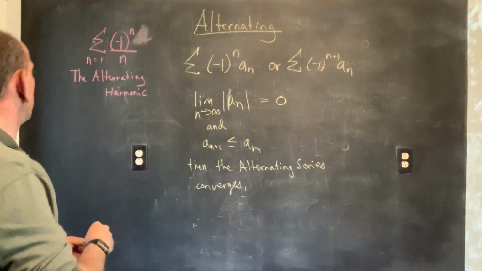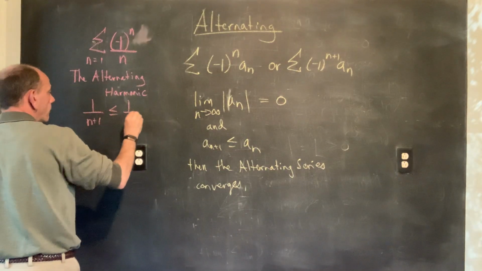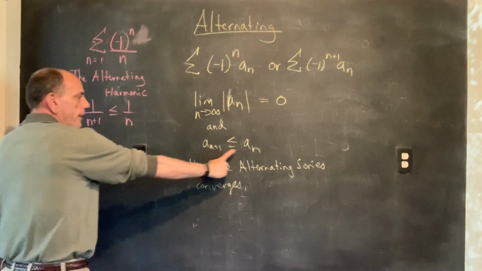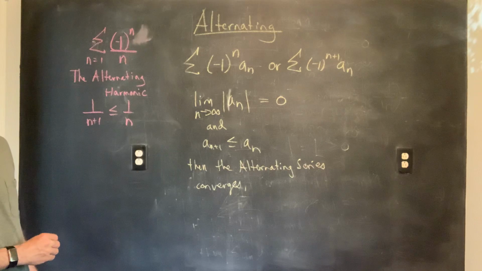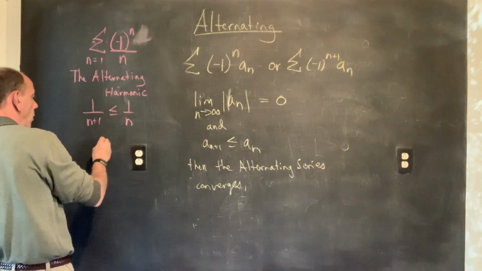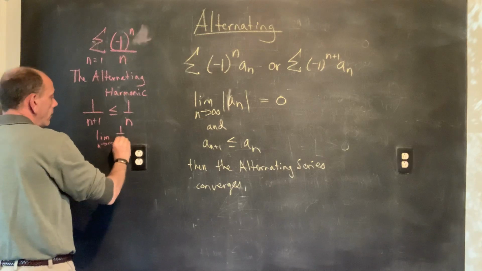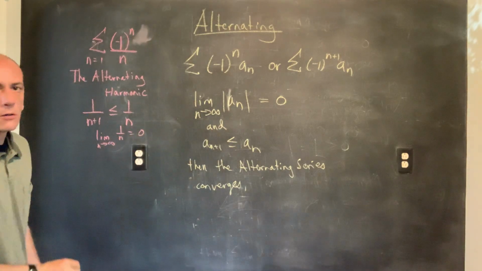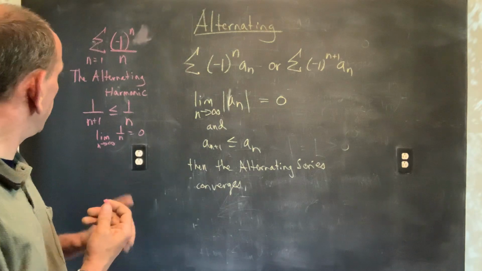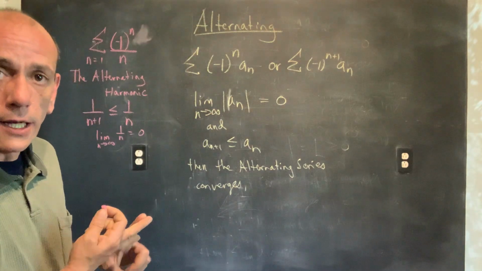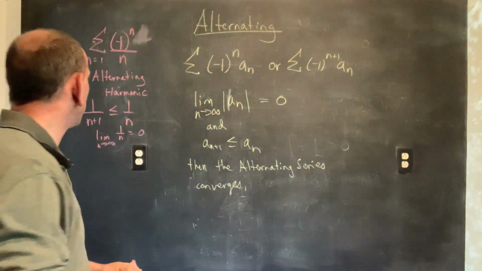Now, clearly, 1 over n plus 1 is less than or equal to 1 over n. In other words, it's monotone decreasing. And we know that the limit as n goes to infinity of 1 over n is 0. That's nice, so that's enough. They're getting smaller, going to 0. In the alternating case, that means it'll converge.